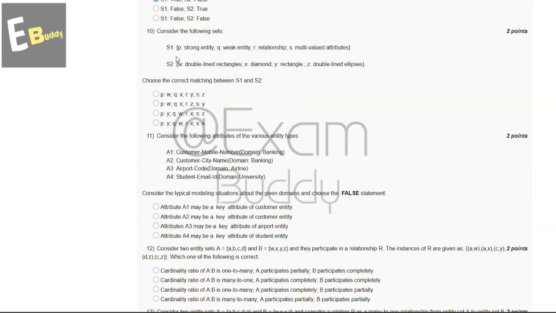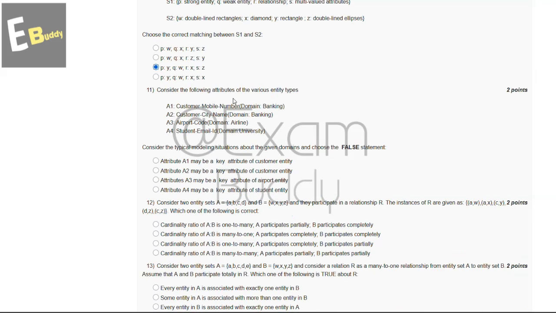Consider the following sets. Statement first: P, strong entity; Q, weak entity; R, relationship; S, multi-valued attribute. Statement second: W, double line rectangles; X, diamond; Y, rectangle; Z, double line ellipses. Choose the correct match between statement first and statement second. So these are the options and the answer for our 10th question is C. And now let's go to our question number 11.